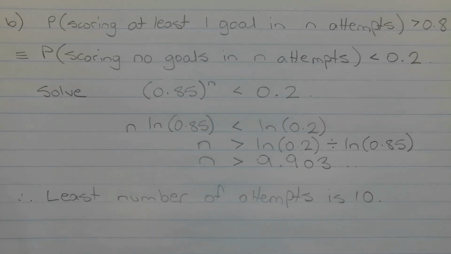Now that's the equivalent of stating the probability of scoring no goals in n attempts being less than 0.2, using the law of complements. So in effect, what we want to do is solve the inequality 0.85 to the power of n less than 0.2. That's going by this statement here. So we want to find a value of n such that 0.85 to the power of n is less than 20%.